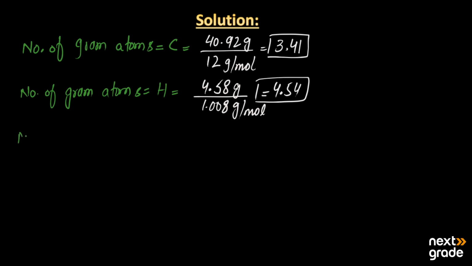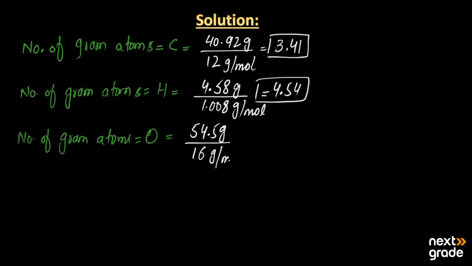Next, the number of gram atoms of oxygen. We have the percentage composition of oxygen, 54.5 grams, which is given in the statement, divided by its mass number, and the mass number of oxygen is 16 gram per mole. Its total gram atoms is 3.406 gram atoms. So here we have the three gram atoms.